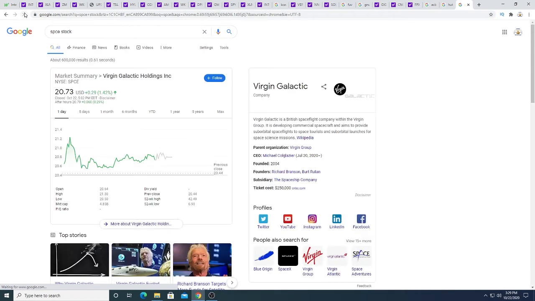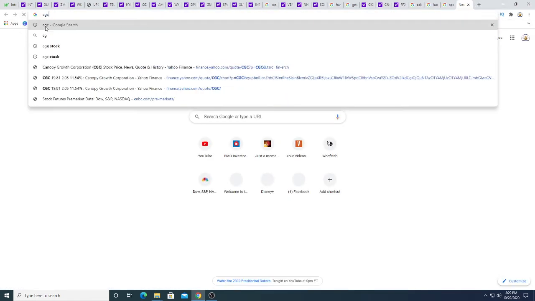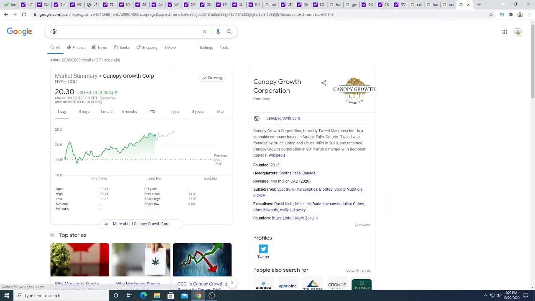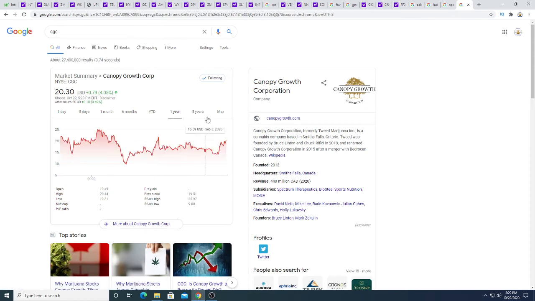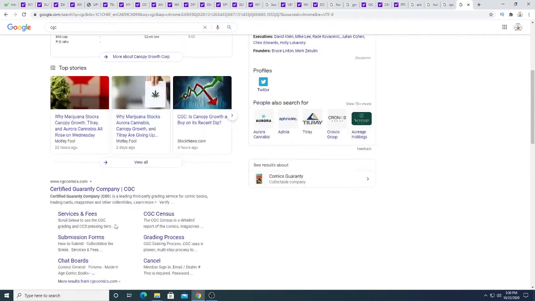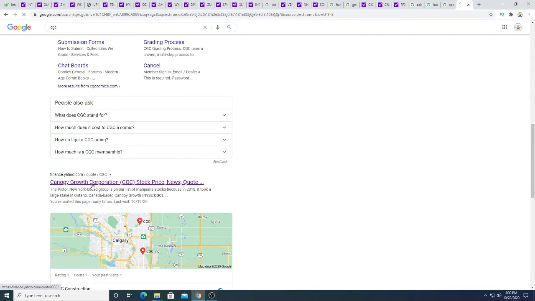Space is up 6 cents after hours. CGC is up 10 cents after hours. CGC just keeps wanting to run up. I think Canopy Growth is overbought right now.